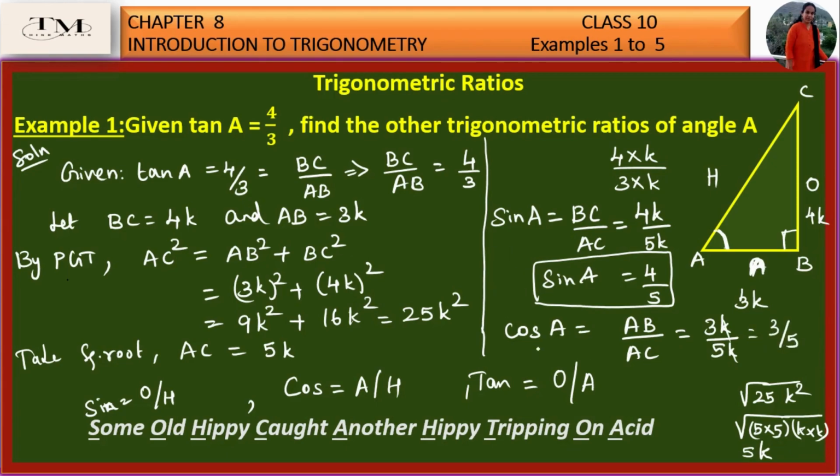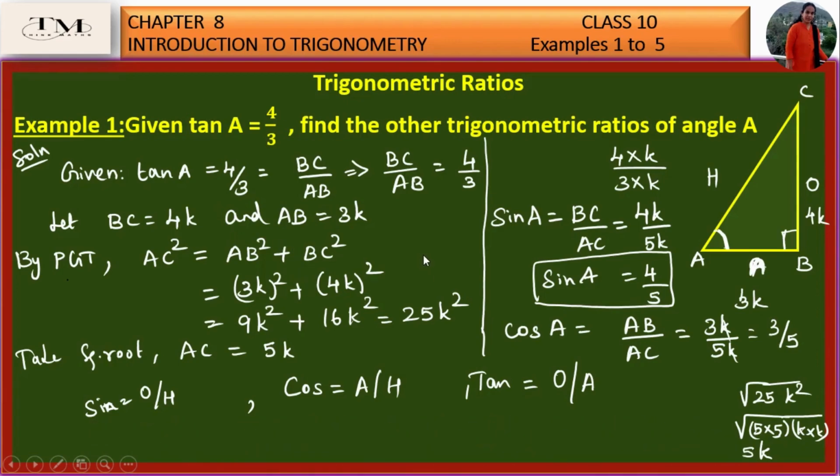So we found sine and cos, and tan is already given. So if these values are found out, then we can easily find out cosecant, secant and cot. Why? Because cosecant is nothing but 1 by sine A. So let me write here. Cosecant A is equal to 1 by sine A. 1 by sine A means it is the inverse. So sine A is 4 by 5, then it will be 5 by 4. Just write the inverse of sine A.